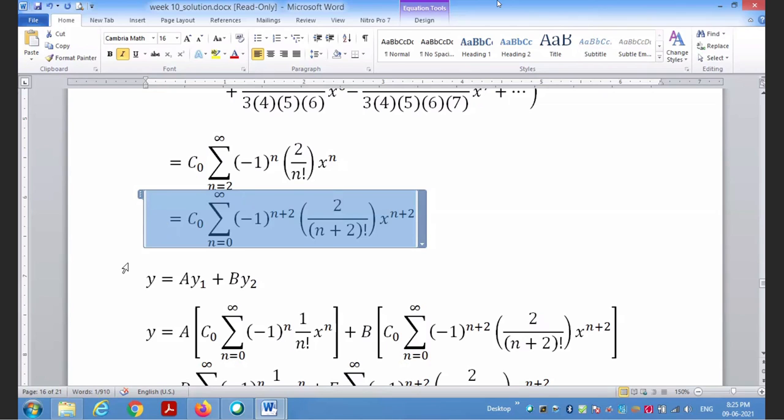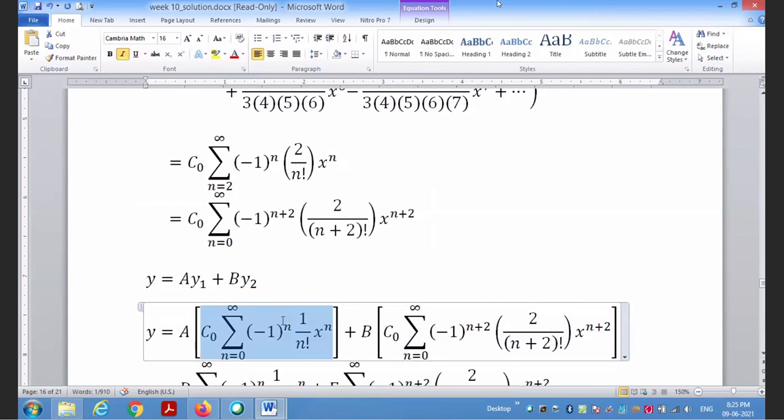So now you replace y equal to a y1 plus b y2. So a times y1, you can express like this. And then b times c naught, so this one is y2 equal to this. And when you multiply a c naught equal to d, not equal to e. So this is the finance.